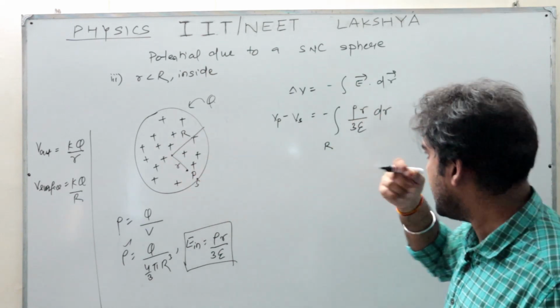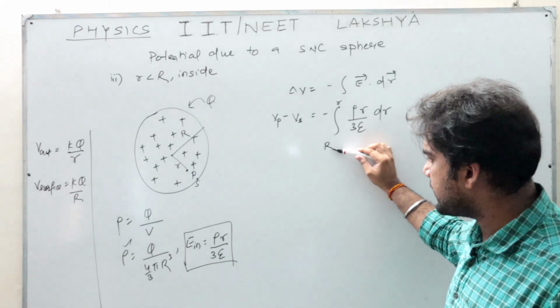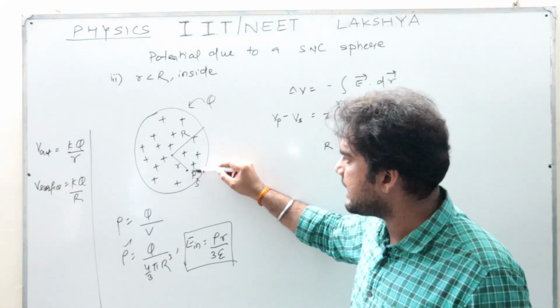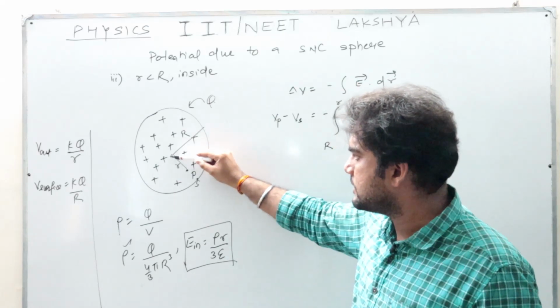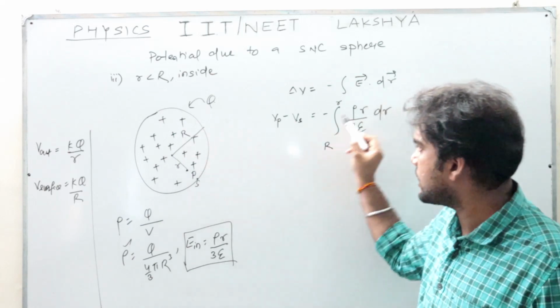Capital R to the final distance, which is small r. This is your initial limit. Why capital R? Because the point S is at a distance of capital R from the center of the sphere, whereas point P is at a distance of small r from the center of the sphere.